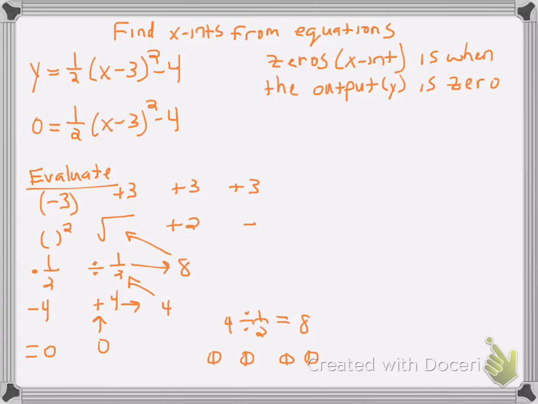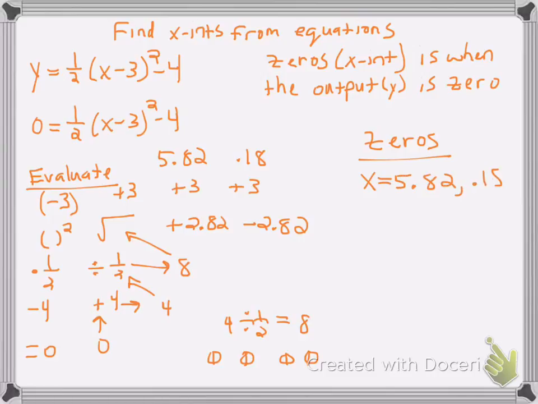Now you're going to take 8, take that result, and take the square root of that. You end up getting 2.82, and of course your negative 2.82. So those two values now need to be added to 3. So you end up getting 5.82 and then 0.18. So your zeros for this equation become 5.82 and 0.18. You can also write them as x-intercepts, and when you write them as x-intercepts, they are going to be points. So (5.82, 0) and then (0.18, 0).